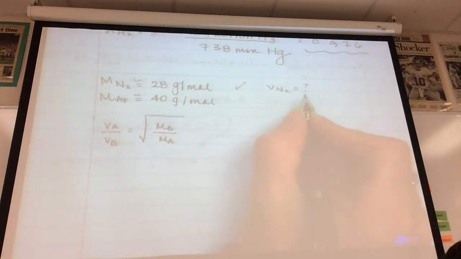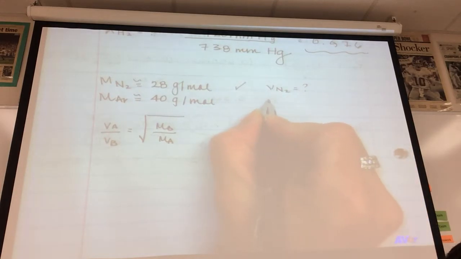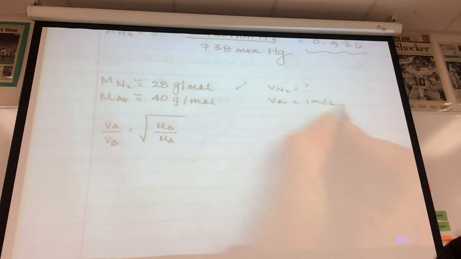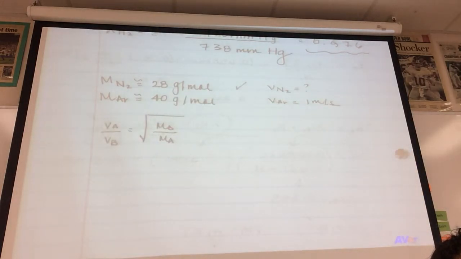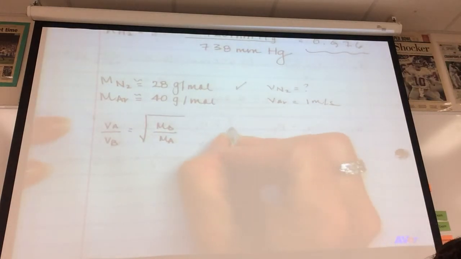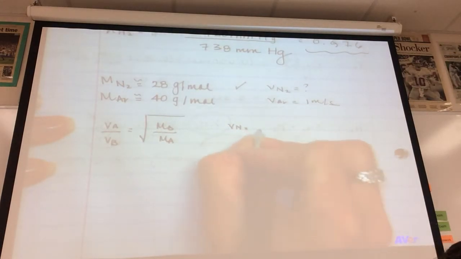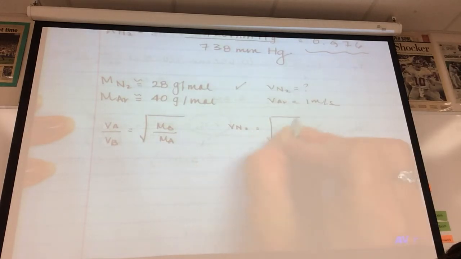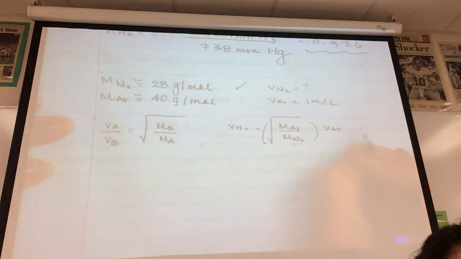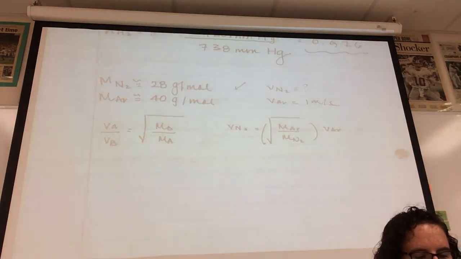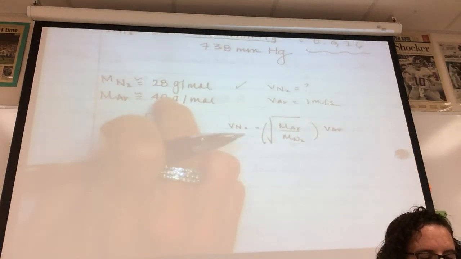Go after that one. Set the heavy one, he's the slowpoke, at 1 meter per second to make life easy. So what you're looking for then is the velocity of nitrogen gas is equal to the molar mass of argon over the molar mass of nitrogen gas, and then you'll multiply that by the velocity of argon. So your proportion idea is good, although I'd put the heavy one on top.